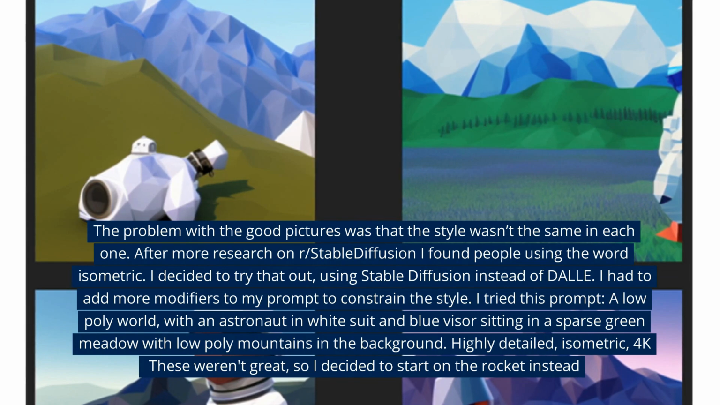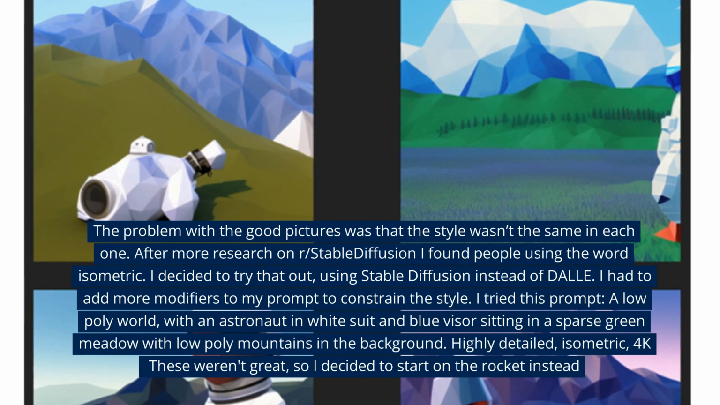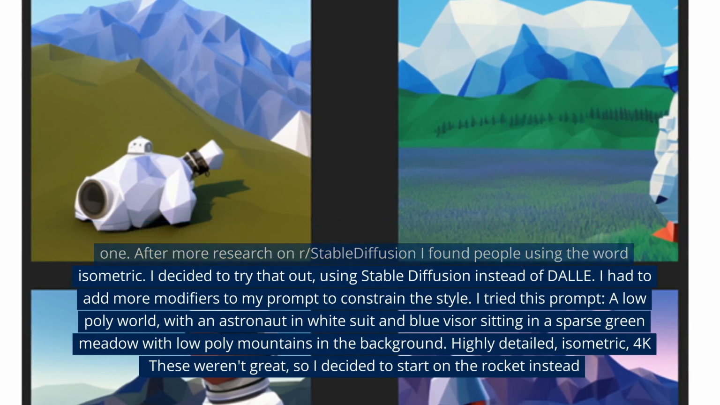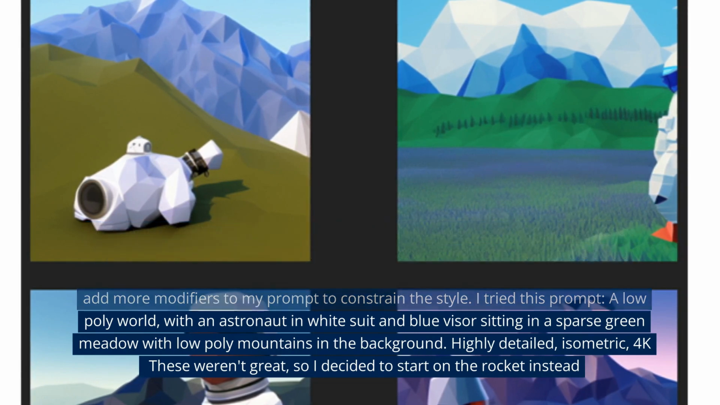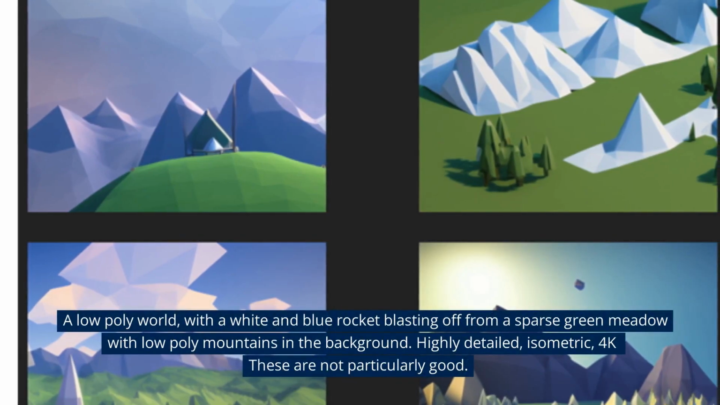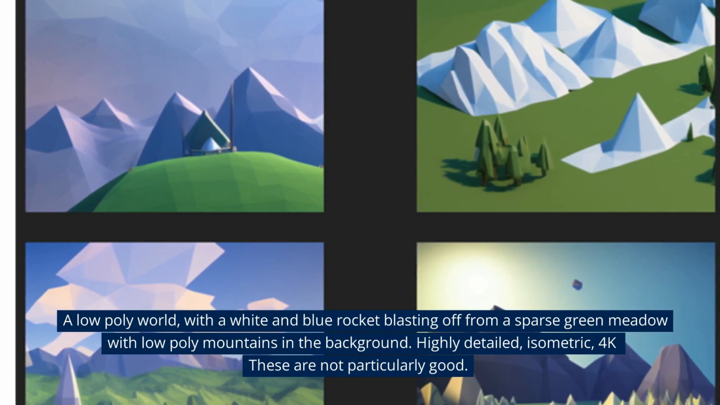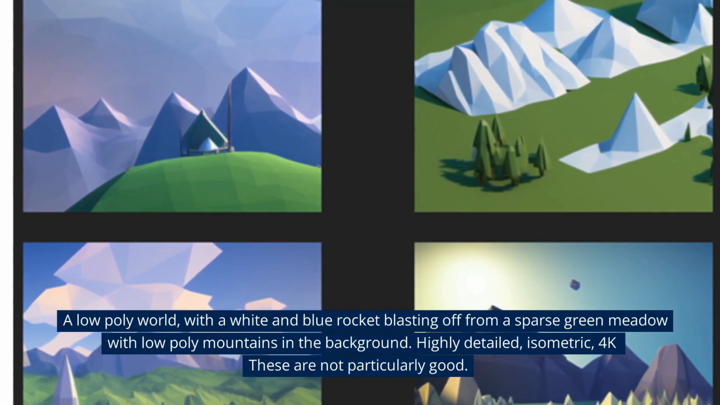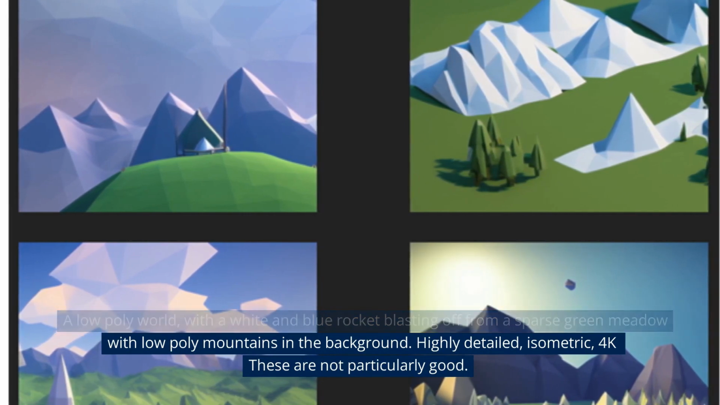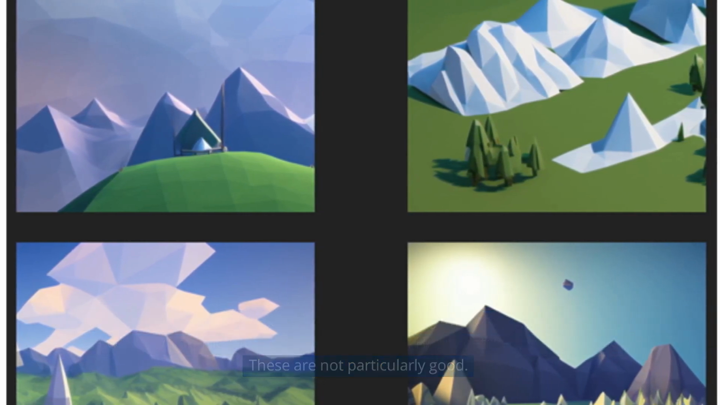I tried this prompt: "A low poly world, with an astronaut in white suit and blue visor sitting in a sparse green meadow with low poly mountains in the background. Highly detailed, isometric, 4K." These weren't great, so I decided to start on the rocket instead. "A low poly world, with a white and blue rocket blasting off from a sparse green meadow with low poly mountains in the background. Highly detailed, isometric, 4K." These are not particularly good.